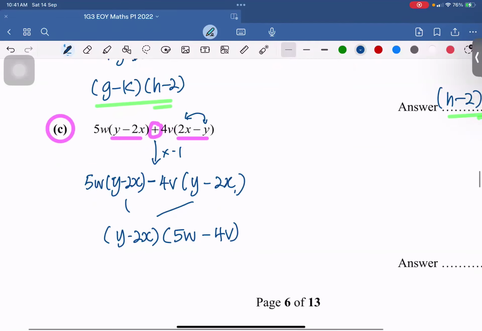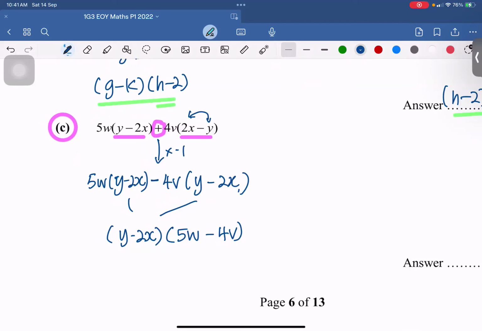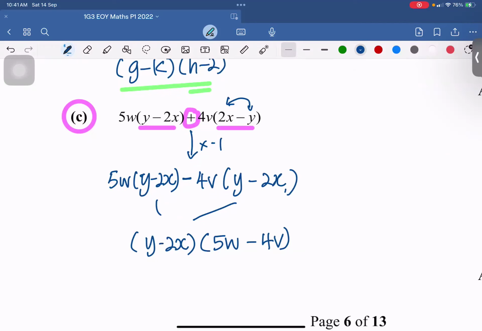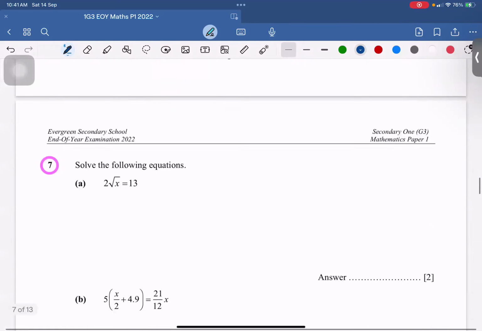Are there any questions from this part? You understand? Can? Okay, then I continue to next page.